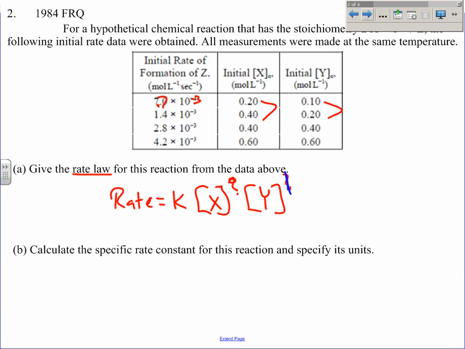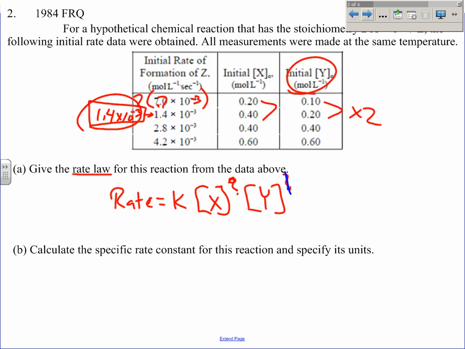So remember, we know y is first order. So we know if we double y, that's going to double the rate. Well, if I double that rate, I'm going to get 1.4 times 10 to the negative third. So when I've accounted for what y is doing, that means my rate should end up 1.4 times 10 to the negative third. And now what you do is look at what x does in addition. So now I've accounted for what y does. Now I want to compare these two. So think of it as this is my new rate situation, and I want to compare that to the final rate.